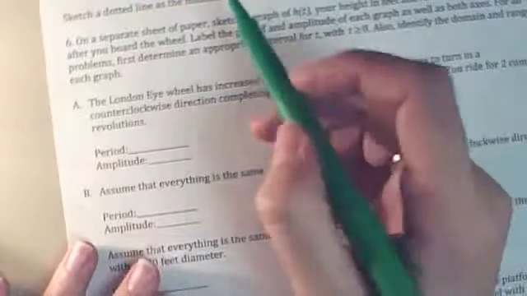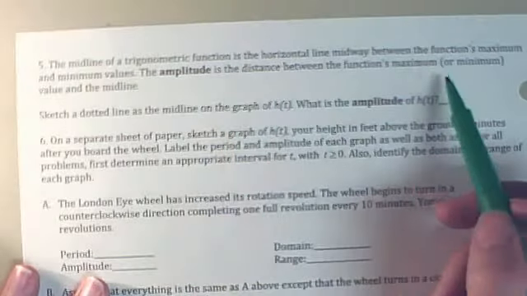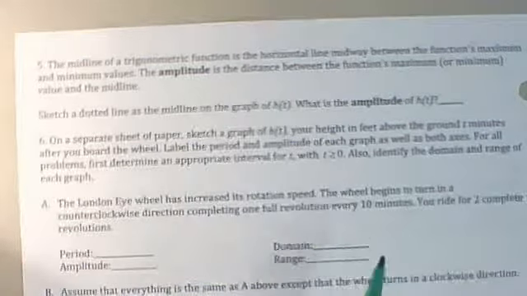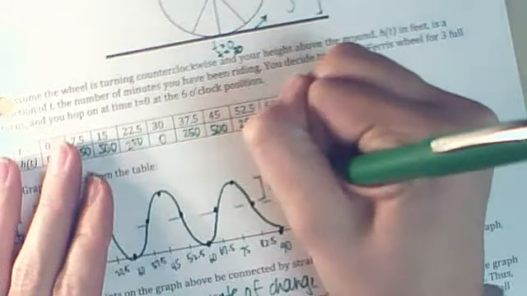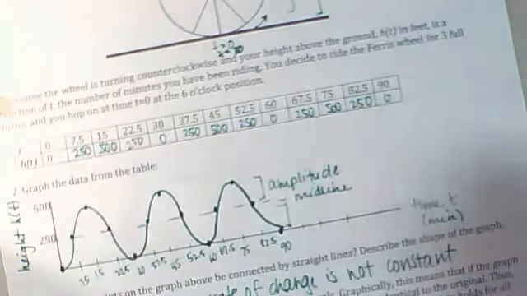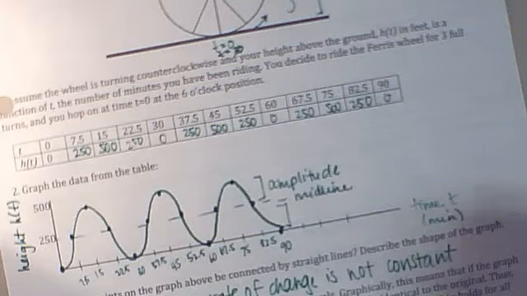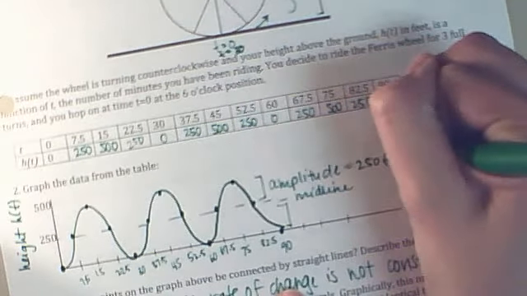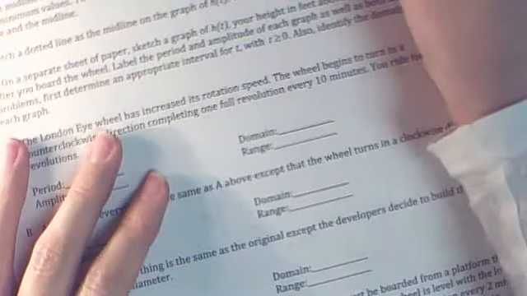And continuing, the amplitude is the distance between the function's minimum or maximum value and the midline. So let's label our amplitude of this graph. Our amplitude is the same on top as it is on bottom because it's coming from the midline, and from 250 to 500 is 250 feet. So our amplitude of this graph is 250 feet.